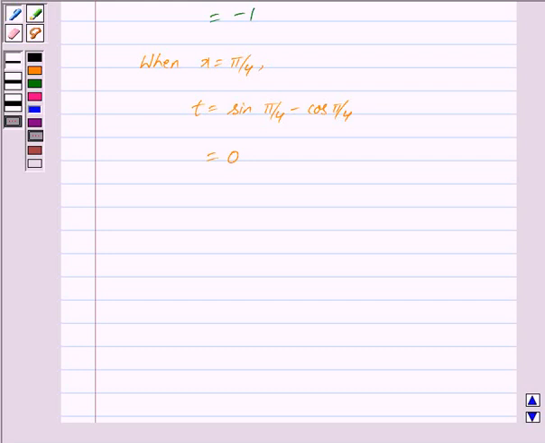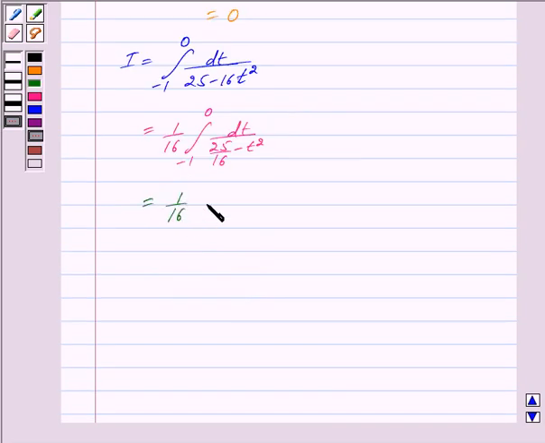Putting all these values in I, we get I is equal to the integral from minus 1 to 0 of dt upon (25 minus 16 t square). Now multiplying and dividing the denominator by 16, we get 1 by 16 integral from minus 1 to 0 of dt upon (25 by 16 minus t square). This is equal to 1 by 16 integral from minus 1 to 0 of dt upon ((5 by 4) whole square minus t square), as we can write 25 by 16 as (5 by 4) whole square.